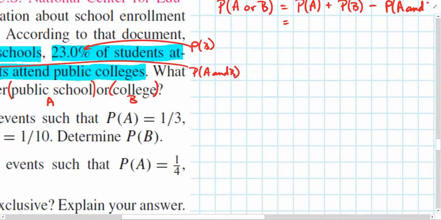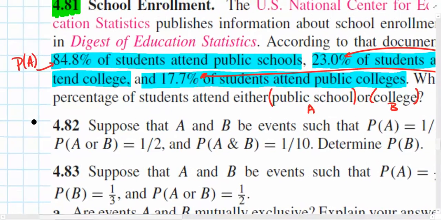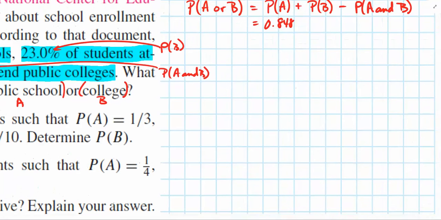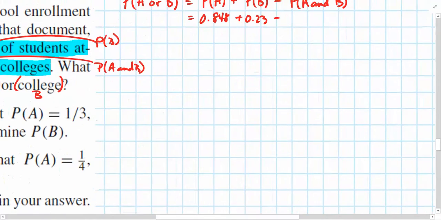So we have the three parts that we need. We can just fill them into this equation now. Probability of A is 0.848. Probability of B is 0.23, and the probability of A and B is 0.177.